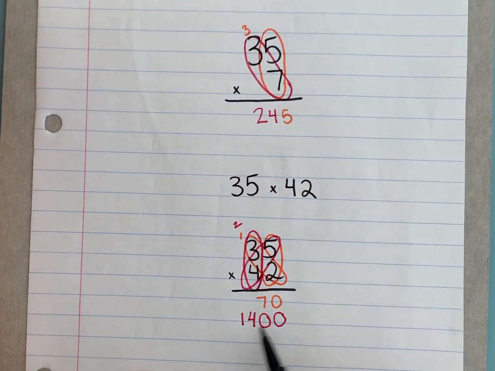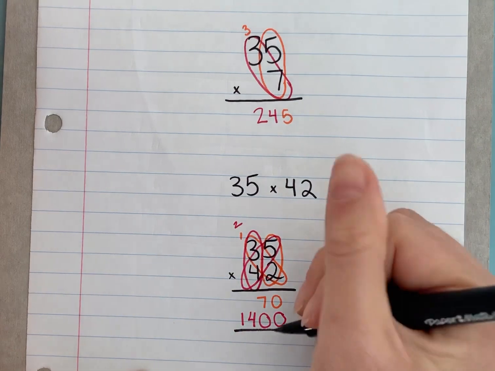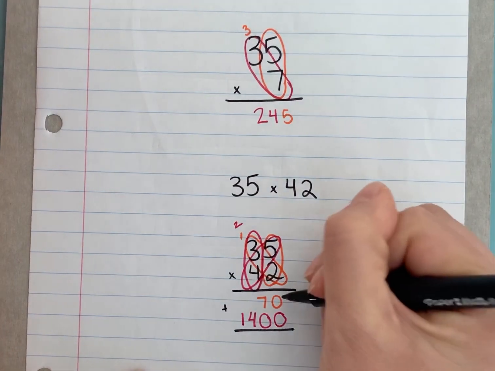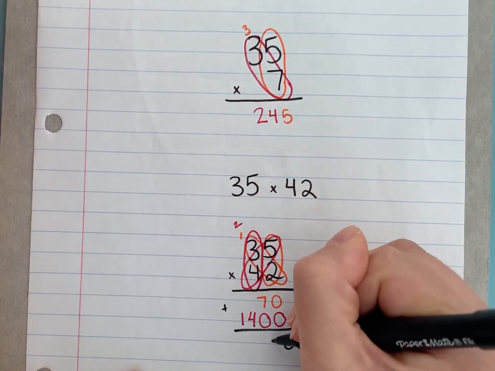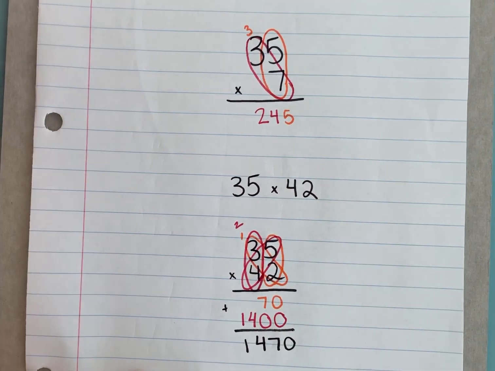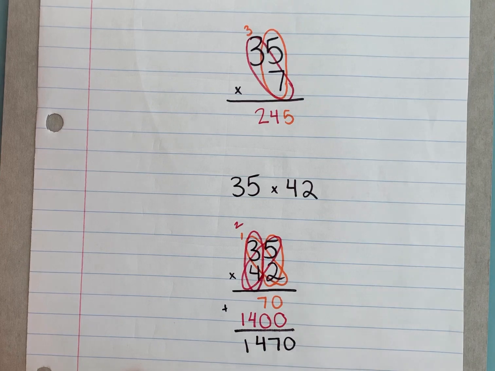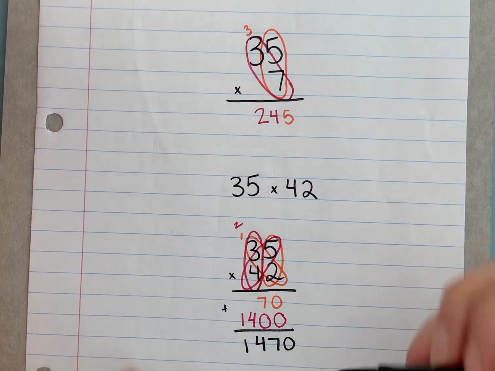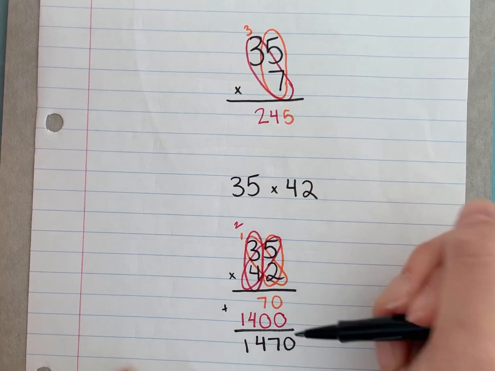Now I can add my numbers up as usual. 0 plus 0, 7 plus 0, 4, 1. So 35 times 42 is 1,470. This 0 right here is really important.